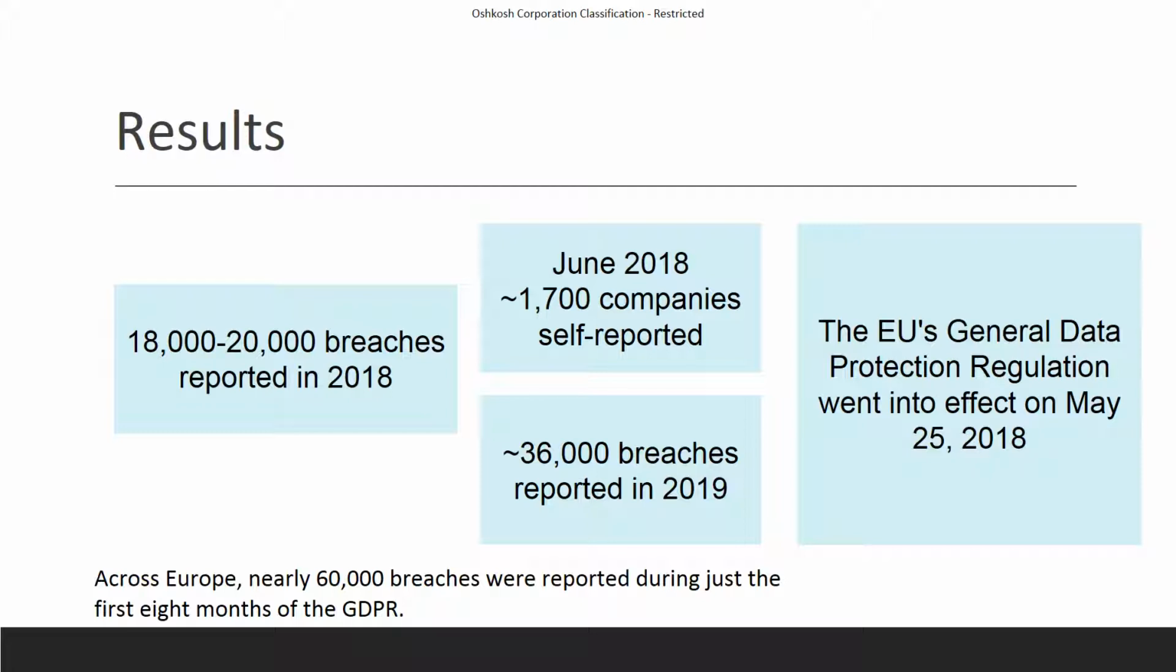companies self-reported 1,700 data breaches and accurately estimated that the total will be around 36,000 breaches reported in 2019, which is a significant increase from the previous annual reporting rate of between 18,000 and 20,000 breaches annually. Across Europe, nearly 60,000 breaches were reported during just the first 8 months of the GDPR.